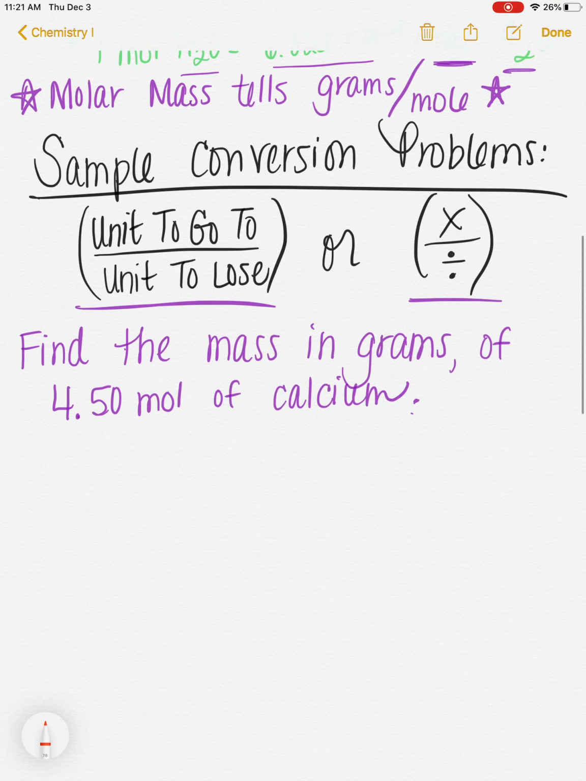Let me change my color here. And our first problem is find the mass in grams of 4.50 moles of calcium.